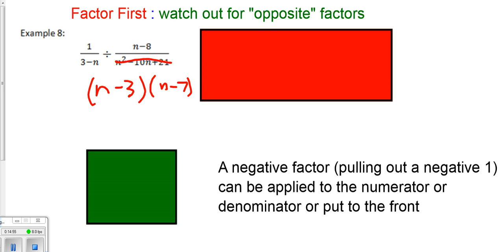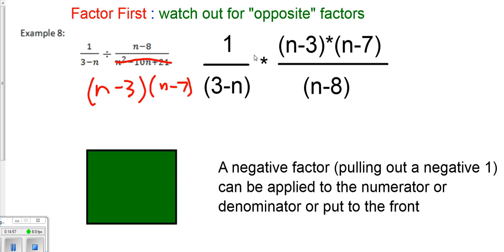Because this is divided by, we need to make sure we flip everything. So these are now on top. This one is on bottom. So we have 1 over 3 minus n times n minus 3 times n minus 7 all over n minus 8. Now at first glance it might look like nothing is going to cancel here, but this is what we meant before by making sure that we cross cancel, or watch out for opposite factors.